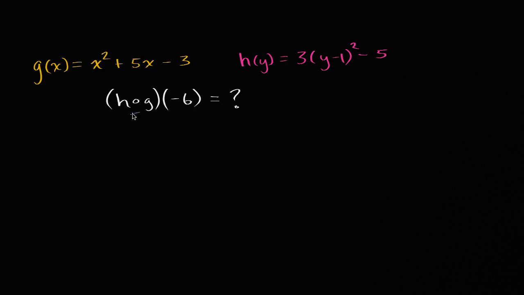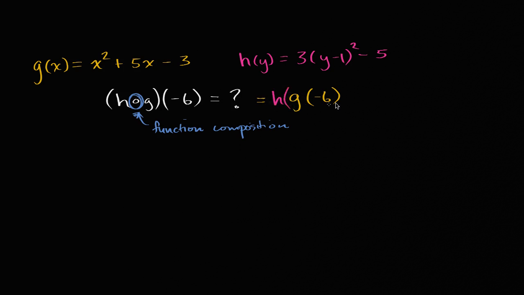This little circle that we have in between the h and the g, that's our function composition symbol. And one way to rewrite this that might make a little bit more sense: this h composed with g of negative 6, you could rewrite as g of negative 6, and then h of that.